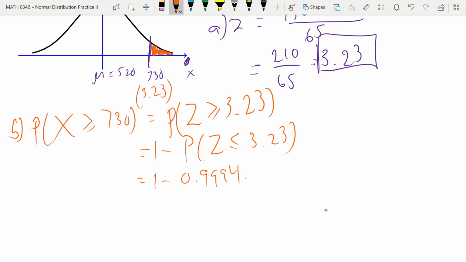And now we do the subtraction. This is 0.0006. There is a 0.0006 probability that someone scores higher than 730 on this exam. If you want to cast this into percentages, this is a 0.06% chance that someone scores 730 or higher on this exam. In other words, there is a 6 in 10,000 chance of making that score on this exam.